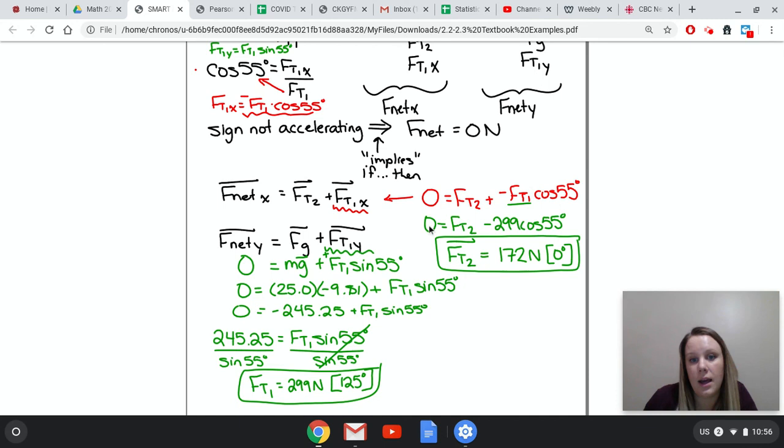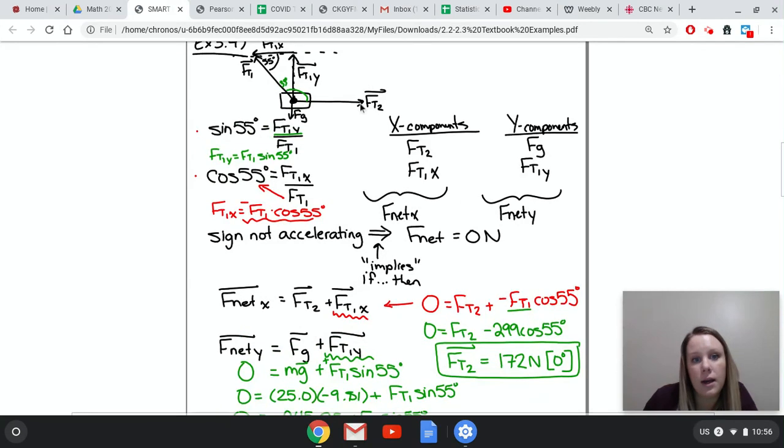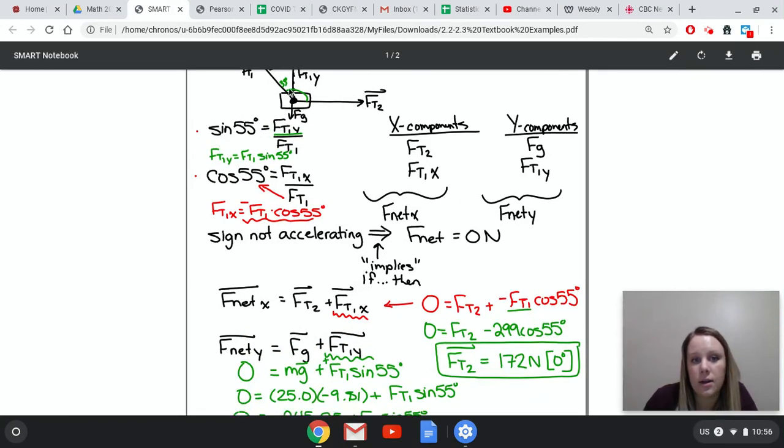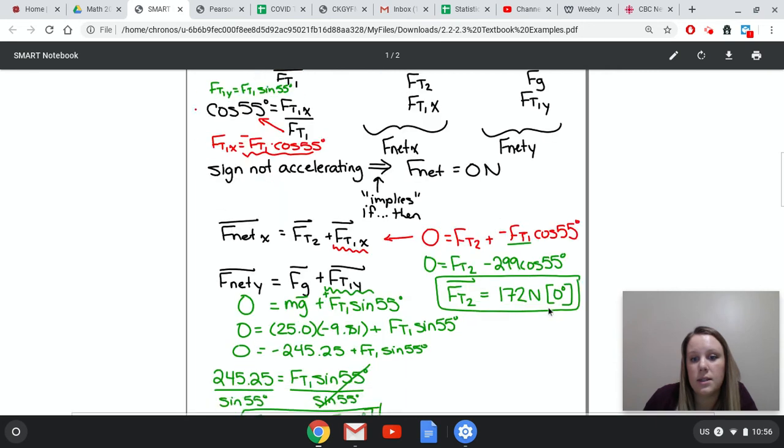Again, F net in the x direction is 0. Why? Because when we have a force net that's 0, that means the sign is not accelerating in the x direction. Since the sign is just hanging there, we know that this is true. Calculate this out and add it to the other side to get FT2 equal to 172 newtons. And if we look at where that vector is, it's pointing straight to the side. This on a Cartesian plane would be 0 degrees.